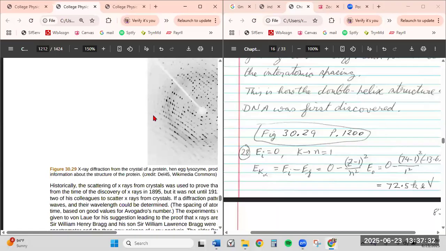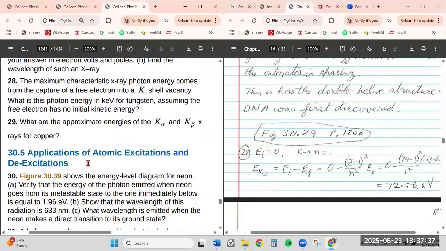Okay, let's look at problem number 28. The maximum characteristic X-ray photon energy comes from the capture of a free electron into a K shell vacancy. We haven't talked about shells yet, but it's just the K that we were talking about earlier in the context of X-rays. So that's all we need to know. What is this photon energy in keV for tungsten, assuming the free electron has no initial kinetic energy?